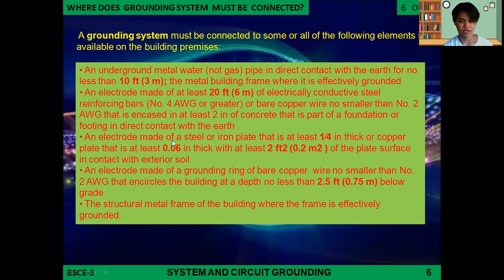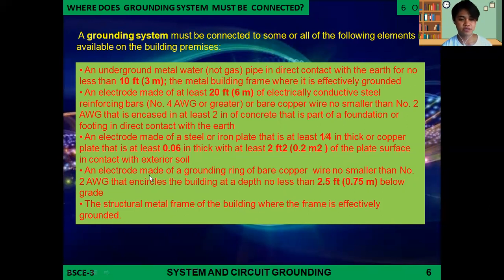An electrode made of a steel or iron plate that is at least 1/4 inch thick, or a copper plate that is at least 0.06 inch thick, with at least 2 feet squared or 0.2 meters squared of the plate surface in contact with the exterior soil.